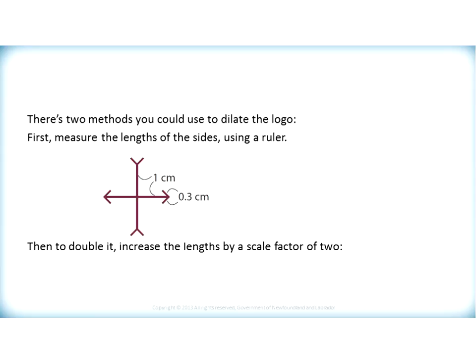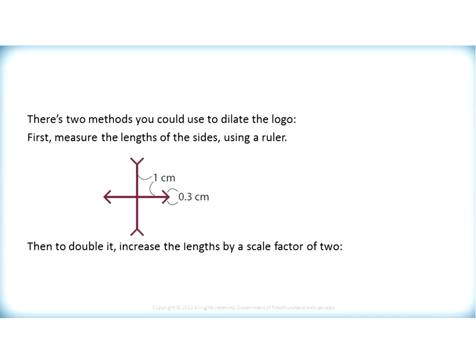Okay, so if we want to double that diagram, we're going to have to increase all the lengths by a scale factor of 2. Recall from our last video that a scale factor is whatever the number is that we multiply all of our dimensions by to get our new image. In this case we're doubling everything, so we multiply everything by a factor of 2. So I take the 1 centimeter lines and I multiply them by 2, going to make them 2 centimeters. If I take the 0.3 centimeter lines and I multiply them by 2, I'm going to get 0.6 centimeters.